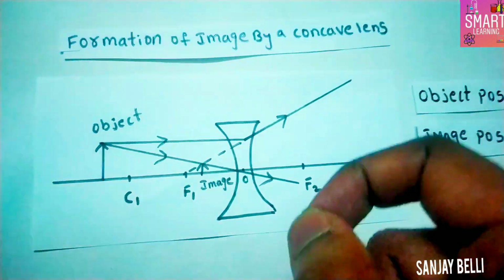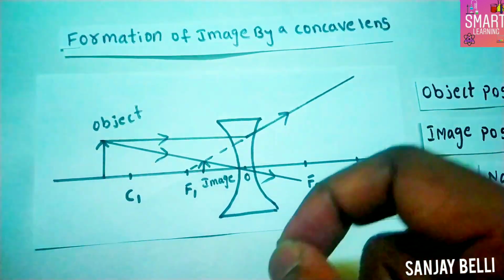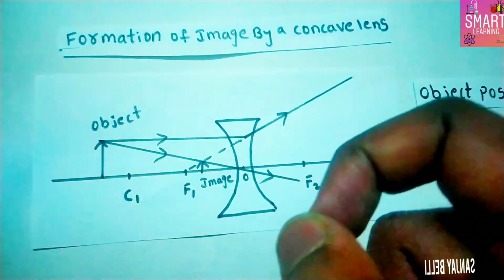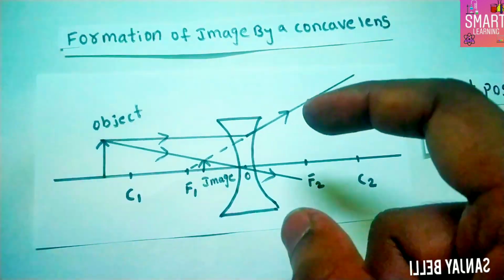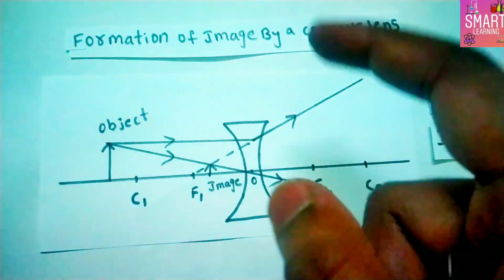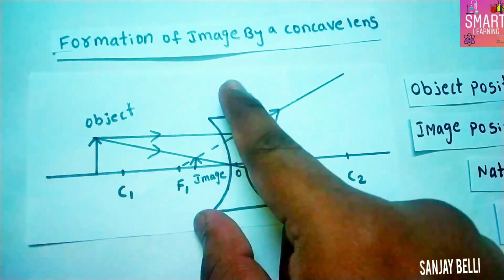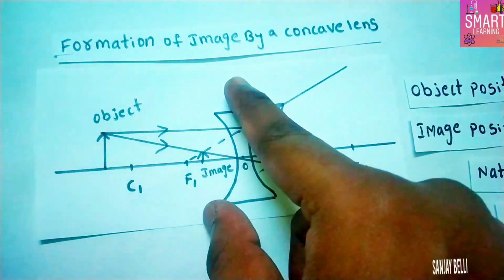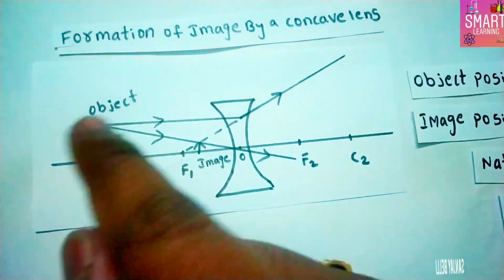But the thing you can observe in the concave lens is that it always forms a diminished, virtual and erect image. How can the concave lens form a virtual erect image as well as a diminished image even though the object is placed at different positions? Now let me begin our class with the first case, an object placed beyond C.